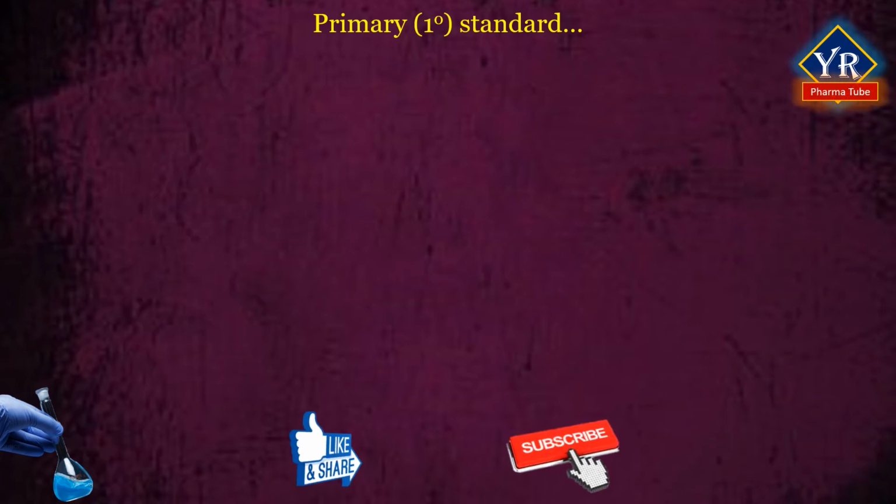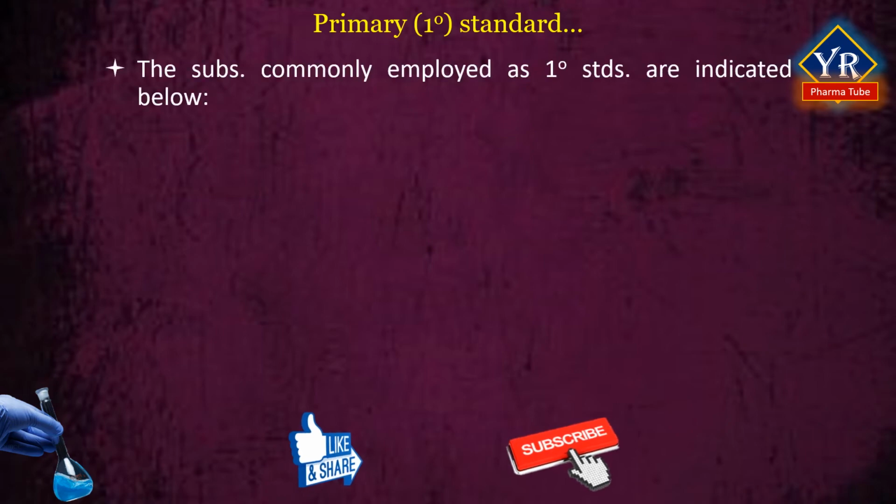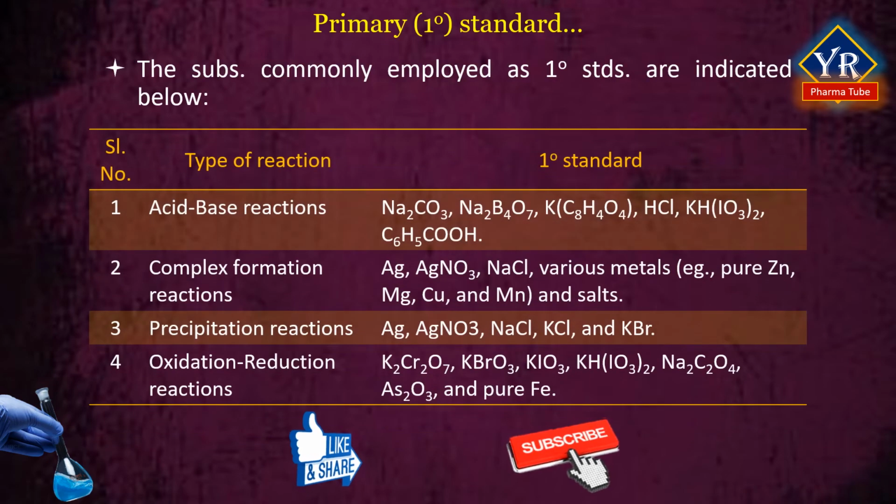One of the uses of a primary standard is to standardize a volumetric solution. That means they are used for standardization of titrations of various solutions. The table given here indicates the primary standards employed in various types of reactions.